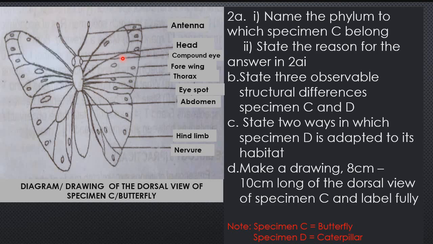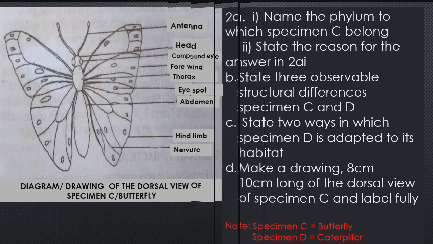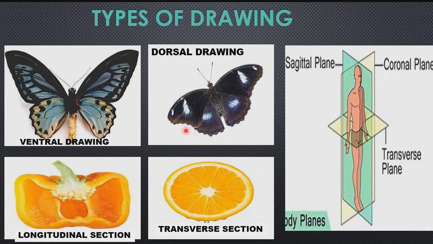Then when you are labeling, label neatly. Make a neat work. And let's go to the types of drawing. When we talk about different types of drawing, because in your exam you will see them. You will see, make a ventral drawing, draw the ventral view, draw the dorsal view, draw the longitudinal section or transverse section of a dicot root or dicot stem.